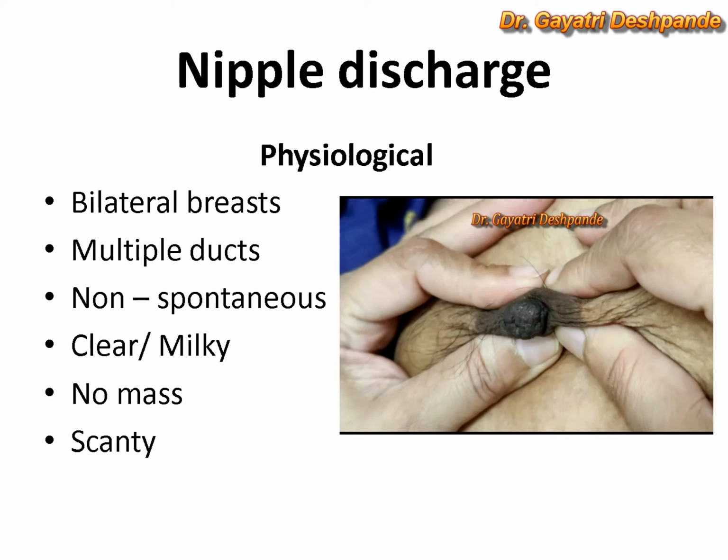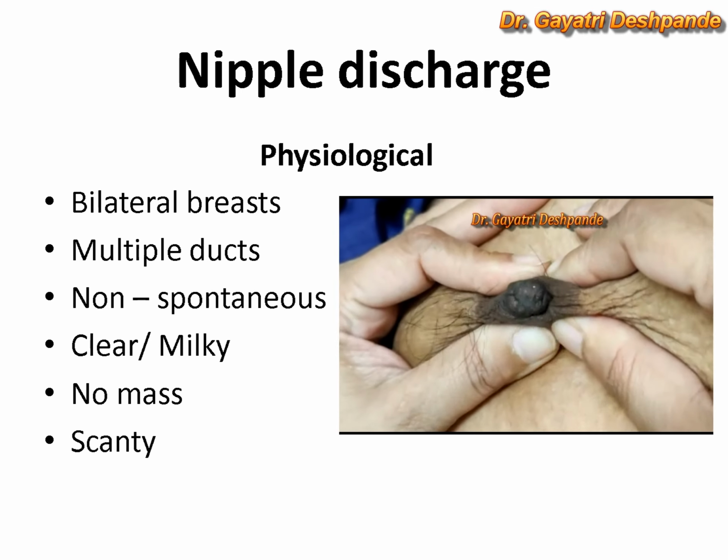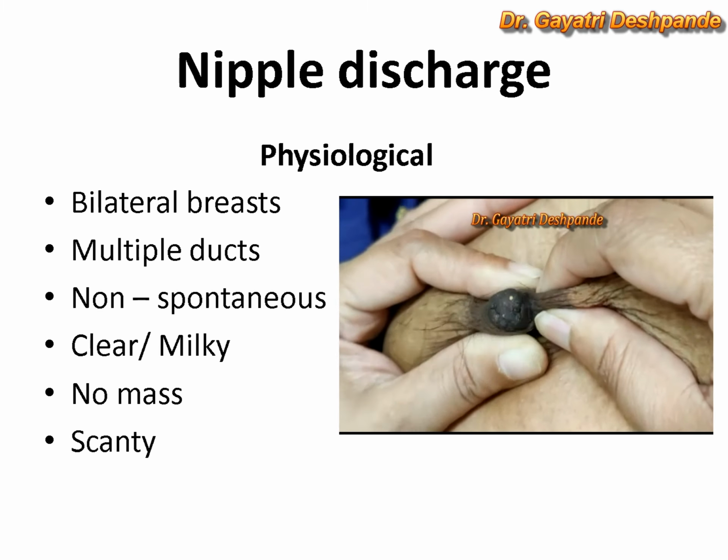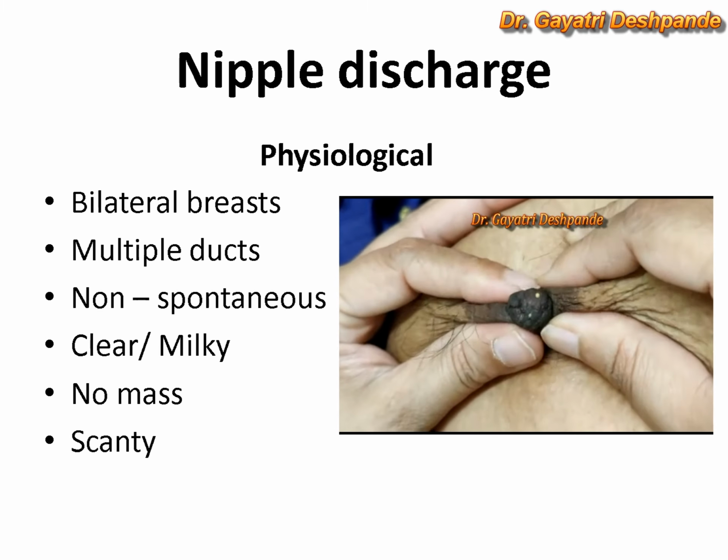A physiological nipple discharge usually involves both the breasts, involves multiple ducts, is non-spontaneous, scanty in amount, can be clear or milky, and a mass is usually not palpable. This video shows a patient with physiological milky discharge from the breast including multiple ducts.